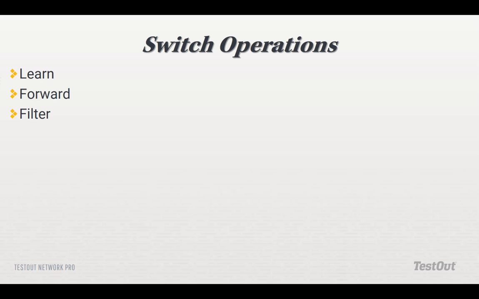The learning obviously is we need to learn about each of the other switches on the network and how to connect to them and what they connect to. We need to learn where to forward something if something is not on our particular broadcast domain. And we need to filter out if somebody does something idiotic like put a hub in the network.